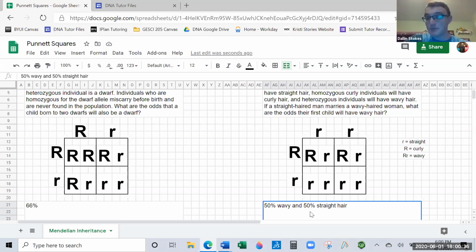But that would mean a man, assuming this were an X-linked allele, could never have wavy hair because a man can't be heterozygous for an X-linked trait. And we'll go over that here in a sec with codominance. But you technically did a problem from this week last week. That was problem 5.